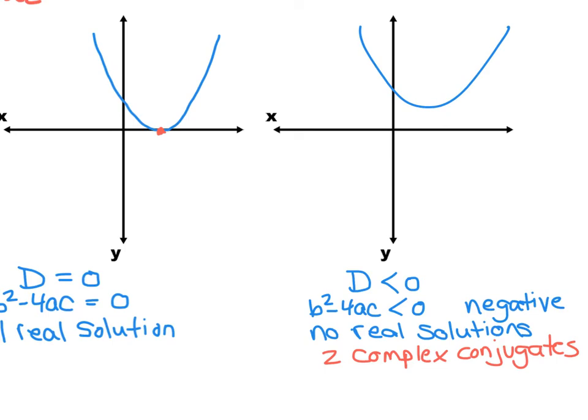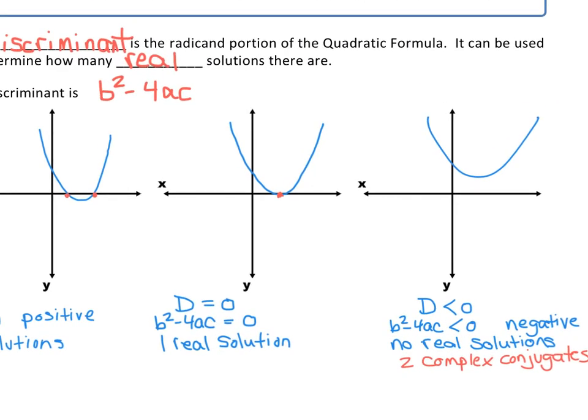All right, so let's just maybe in our notes, we'll just put a quick little D is positive. D equals 0 here, and D is negative.